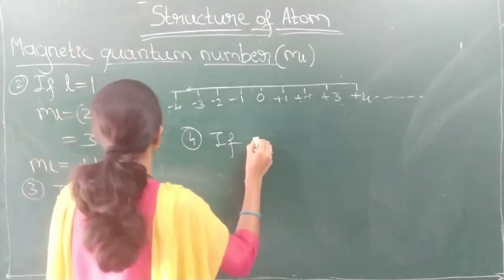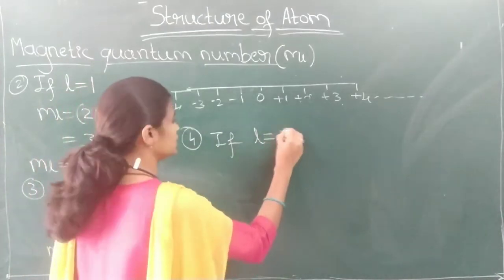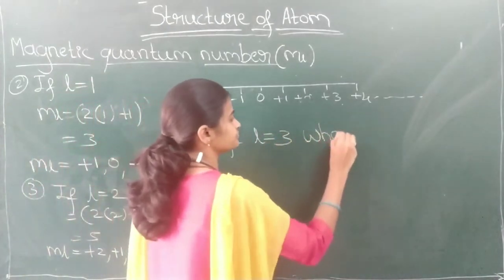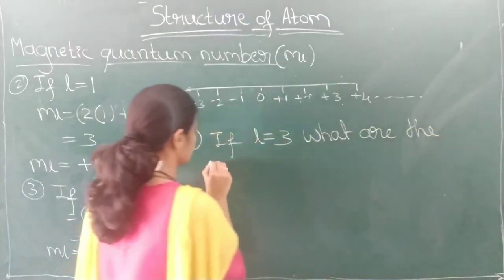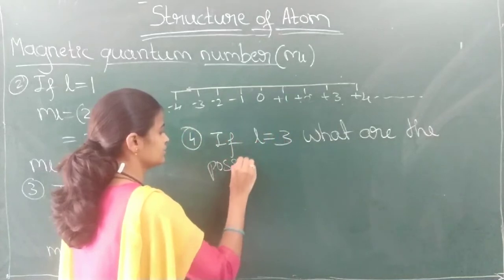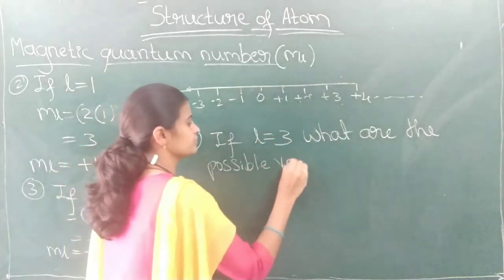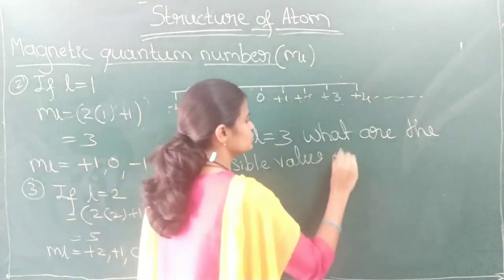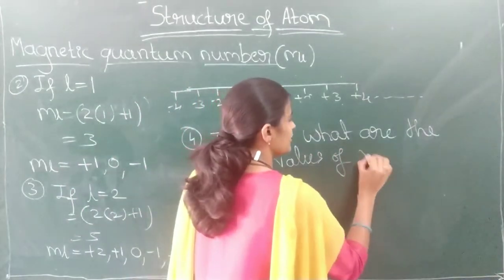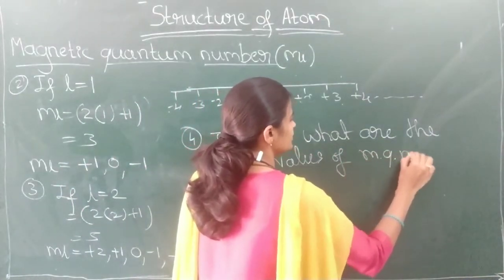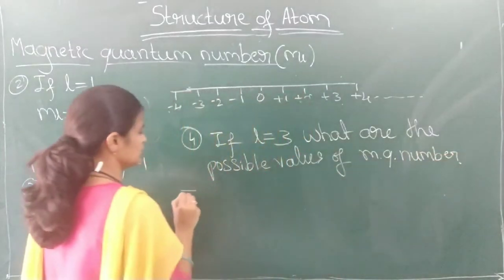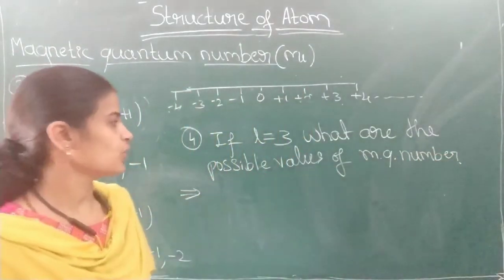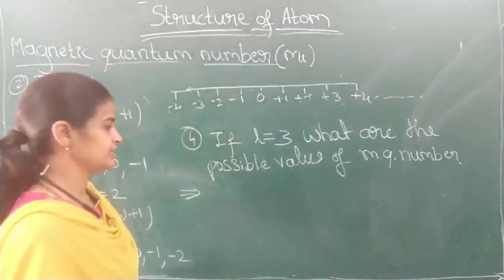If n is equal to 3, what are the possible values of magnetic quantum number? Take this as a question and solve this. If L is equal to 3, what are the possible values of magnetic quantum number?